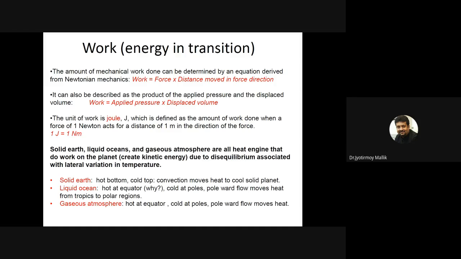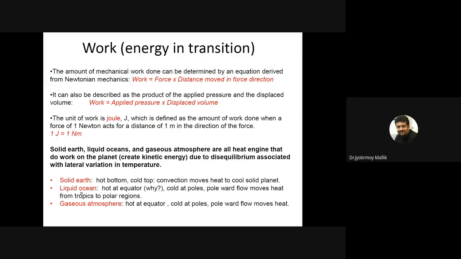If we look at the solid earth, of course, it has a hot bottom and a cold top. Crust is colder than mantle and core. So there is a convection cycle that moves heat to the cool solid planet, right? That's why there is a convection cycle set up. And then there is, of course, the conduction within the crust as well. Convection in the mantle and conduction in the crust.